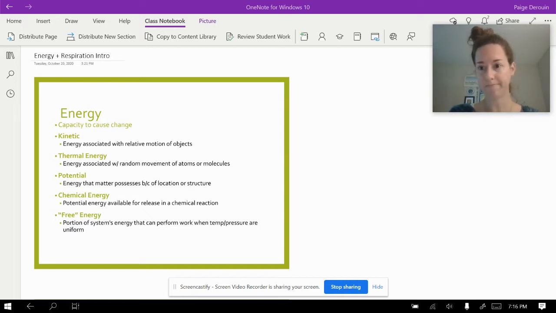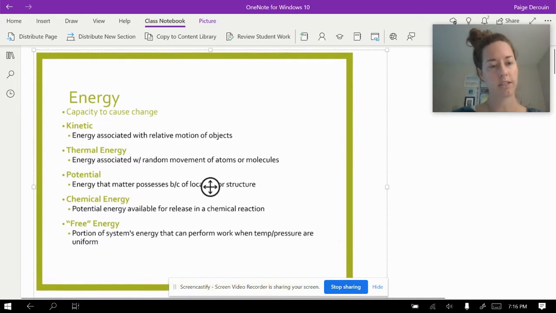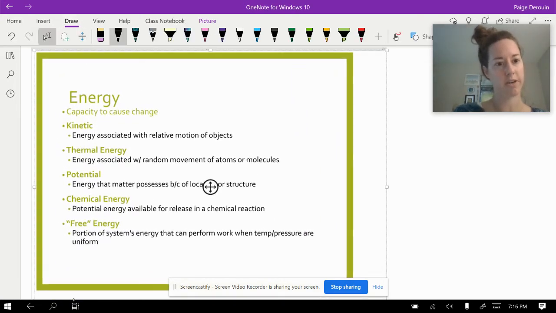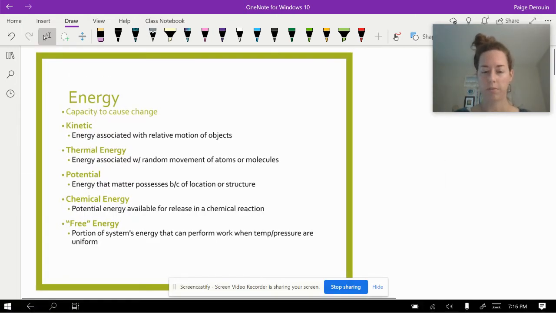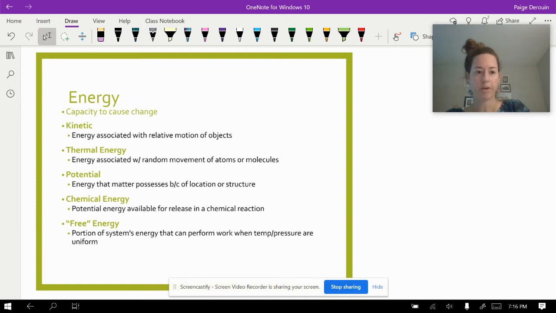It'll be pretty brief. First of all, if you look at this little slide here, it talks about some of the different forms of energy that exist, which I'm sure is very familiar to you. So I'm having all sorts of screen problems. There we go. Energy is just the capacity to cause change, and there are a lot of different ways that can happen on our Earth and in our universe.